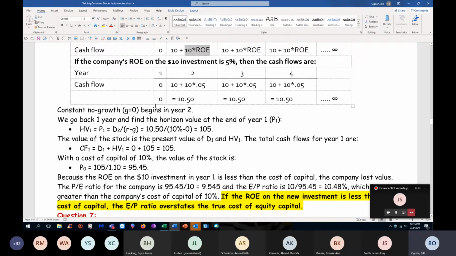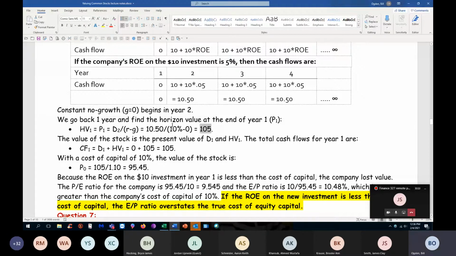All right, so let's calculate the price. How much will this subsequent investment do for the value of the company? Well, constant growth begins in year two, forgive me, so therefore you have to set your horizon value in year one. So P1 is equal to D2 divided by R minus G, which equals $10.50 divided by 10% minus zero, it's no growth, or we'd get $105.